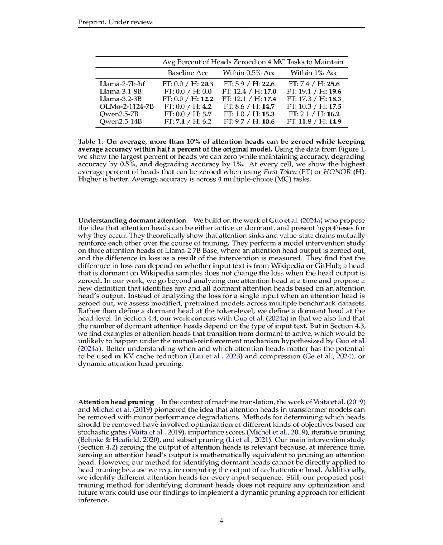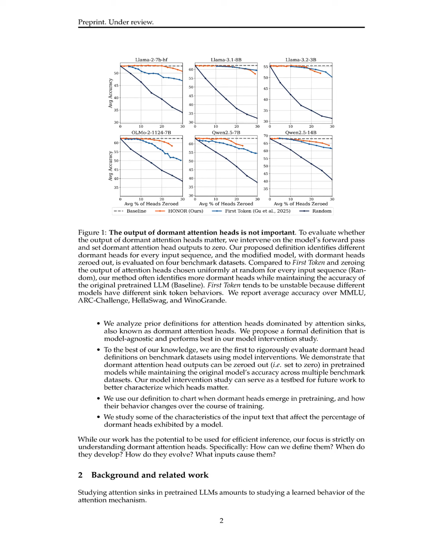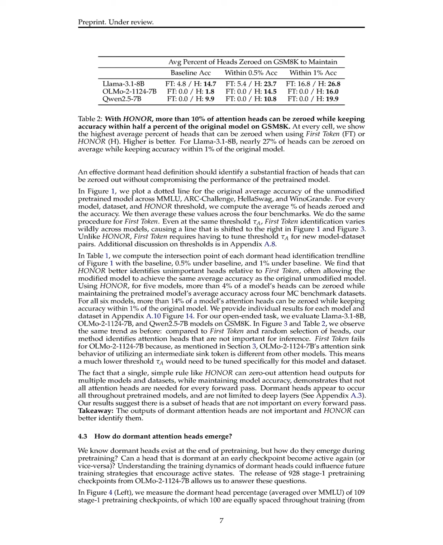Identifying dormant attention heads in pre-trained models offers both theoretical and practical benefits. Theoretically, it enhances our understanding of the attention mechanism by revealing which heads contribute minimally to model outputs, thereby refining our comprehension of model behavior during pre-training. Practically, our approach allows for the zeroing out of these dormant heads without compromising model accuracy, as demonstrated by our model intervention studies across multiple benchmark datasets, where over 14% of heads can be zeroed while maintaining performance.